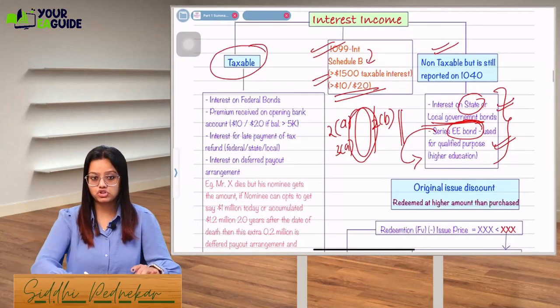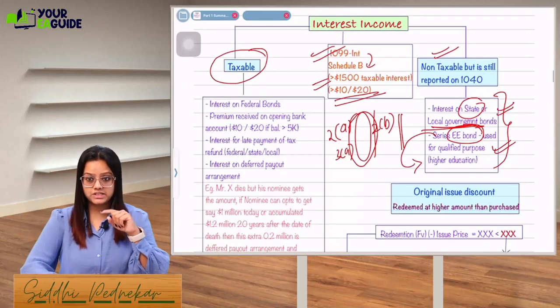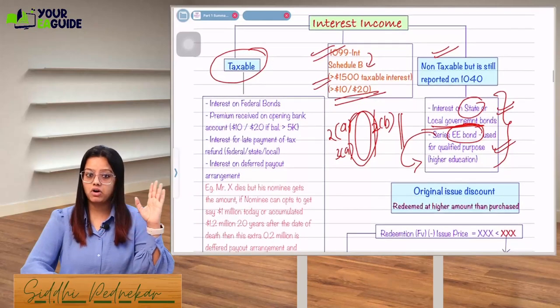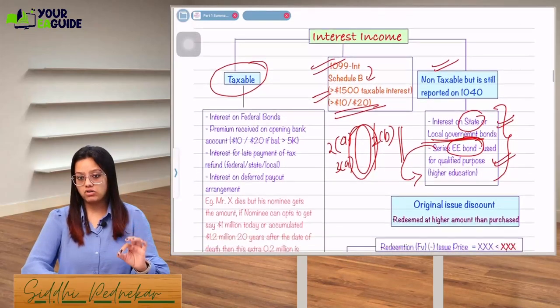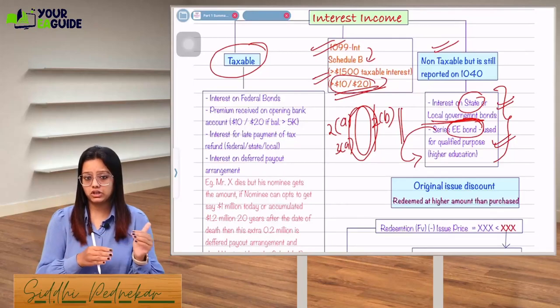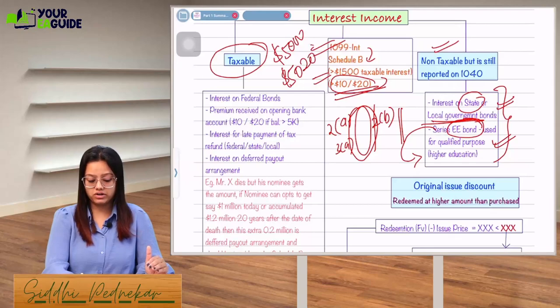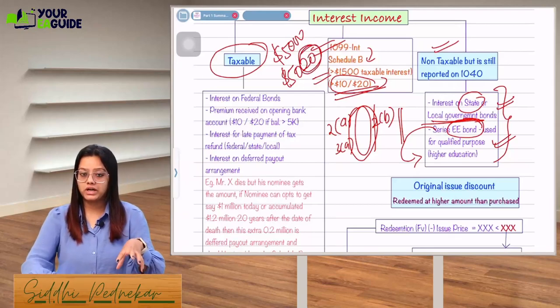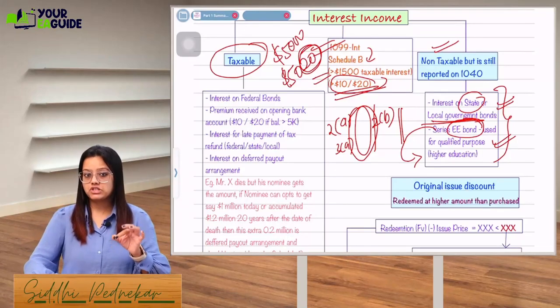The taxability is mentioned on the left side. Interest on federal bonds, as I mentioned, if it's a state and local government, then it will be exempt, but on a federal bond it will be taxable. Premium received on opening the account: this $10 and $20 is regarding opening a bank account. Over there in the US they will give you a premium. Let's say you deposit $5,000, you'll get an opening balance of $5,020. So the $20 extra which you get in your account is a premium which you are receiving for opening a bank account. That premium which you receive is your interest income.